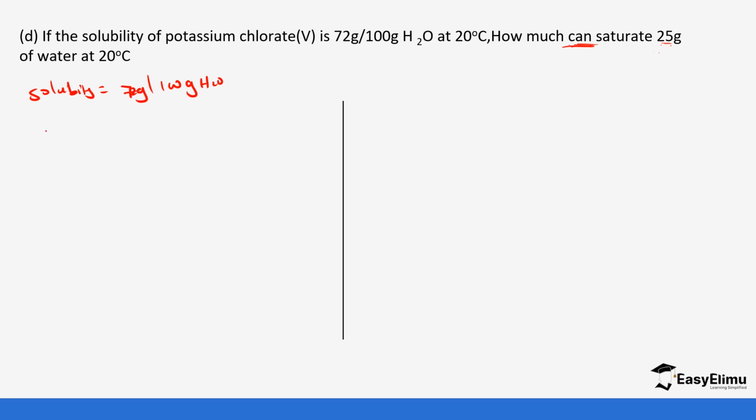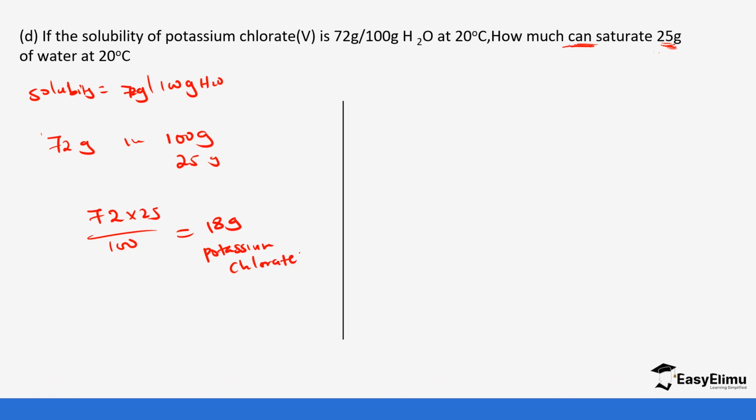So once again, in this case, you can see the water has been converted into mass, so we are not going to do the conversion. So we will say if 72 grams of the salt dissolves in 100 grams of water, what about in 25 grams of water? So we will cross multiply, which will give us 18 grams, and this is the 18 grams of potassium chloride.